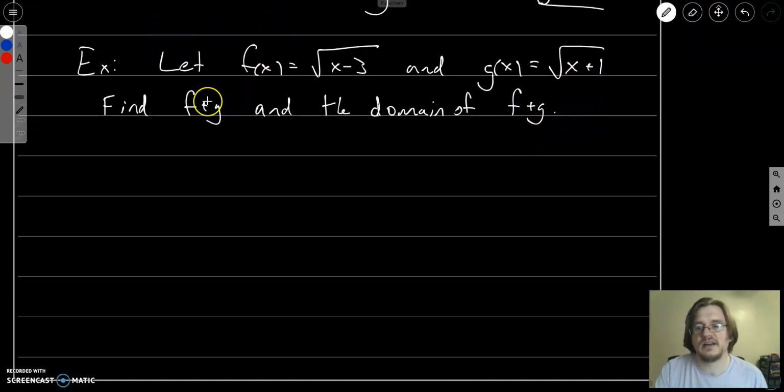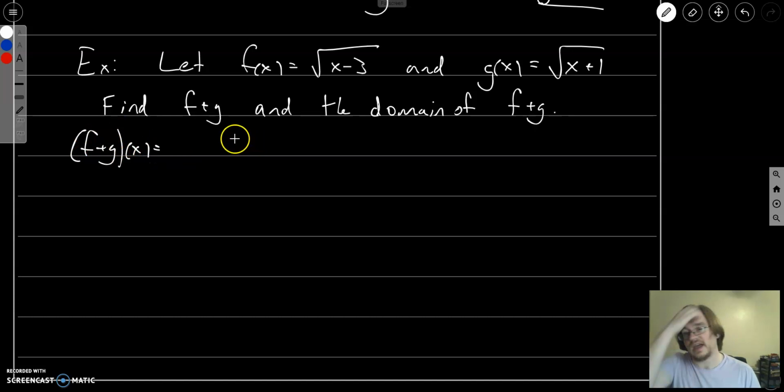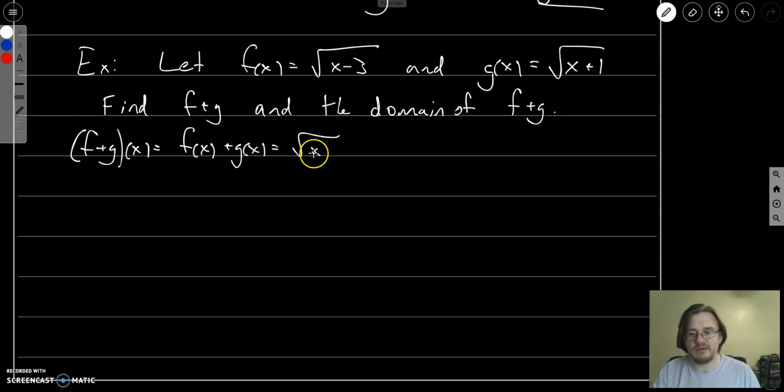Let's find the sum of these two functions, and let's find the domain. So f is the square root of x minus 3, g is the square root of x plus 1. So let's write down what f plus g is. So this is going to be another function, and the function again is just going to be f of x plus g of x. And we can write down exactly what f of x is and exactly what g of x is. And there's no more simplification to do. This is it. So now we need to find the domain.